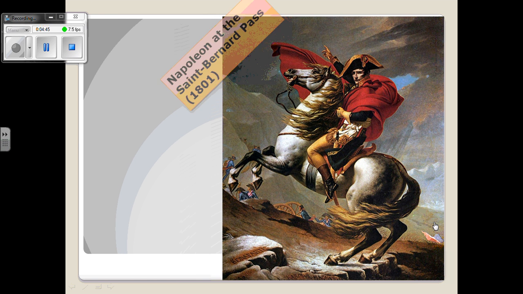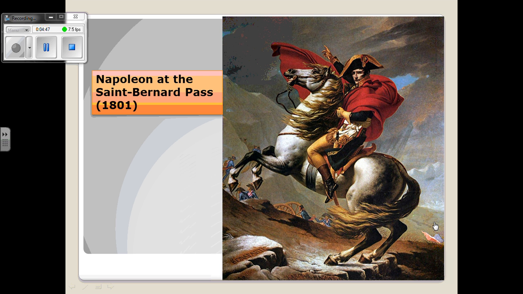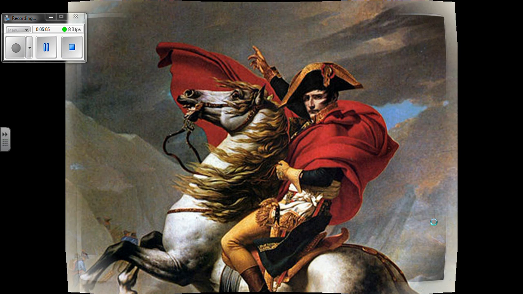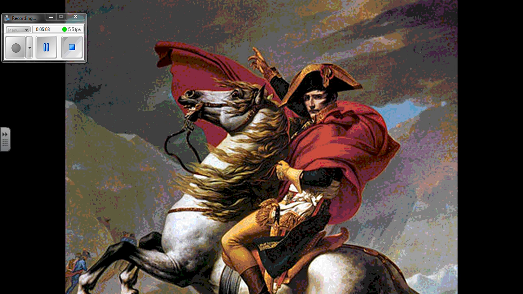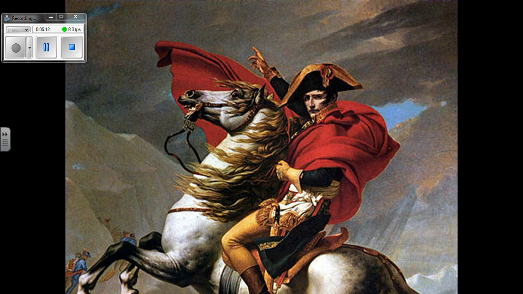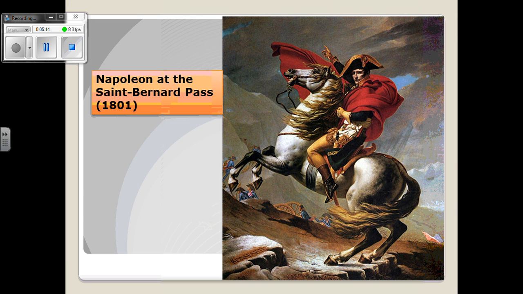Next piece that we saw in class when we studied Napoleon. This is 1801. This is Napoleon at St. Bernard Pass. This is a purely neoclassic piece. Here's Napoleon on his horse in the heat of battle. The horse is rearing. It's up on two legs. Napoleon looking confident and in charge and dashing as he leads into battle. The wind is blowing through the horse's hair and is blowing his cape as he leads his men into battle. A very famous piece.